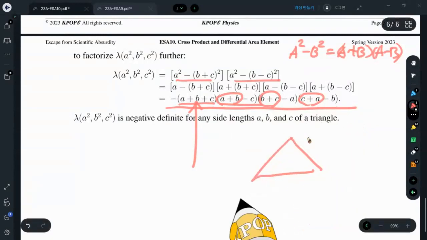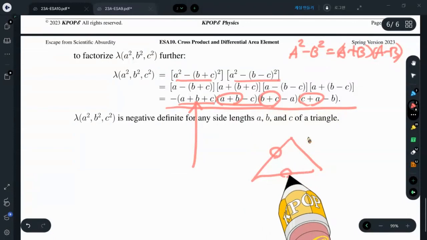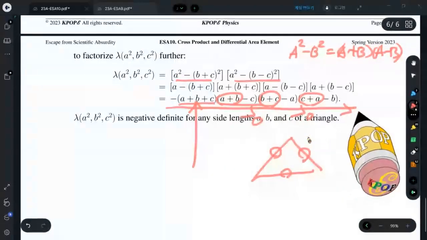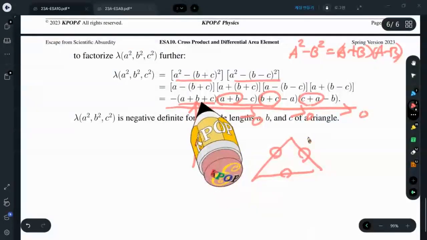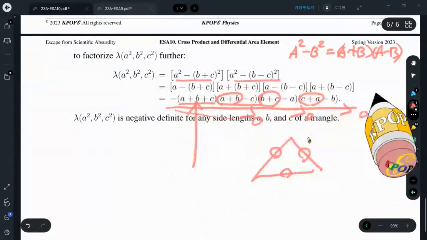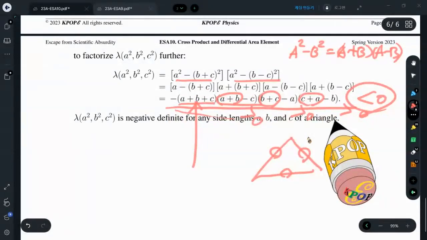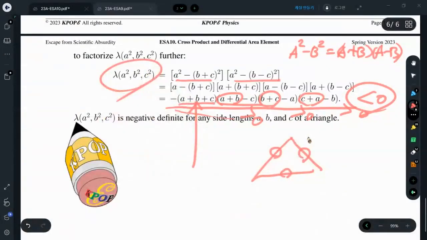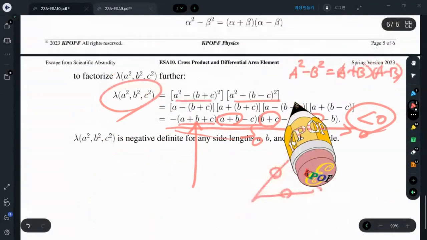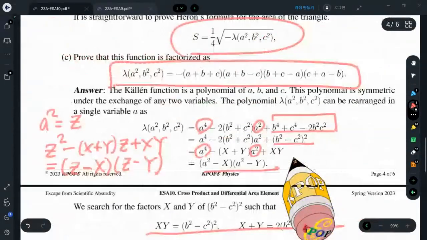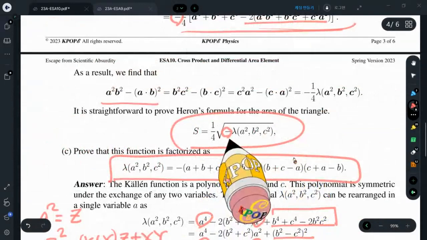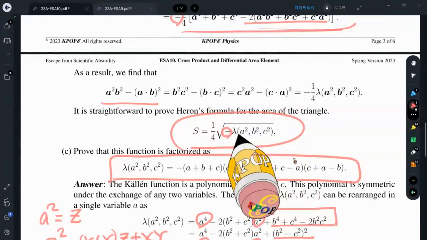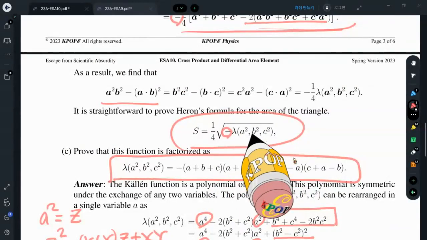Any middle school student knows very well that the sum of two sides of a triangle is longer than the third. So this is positive, and this is positive, and all of the side lengths are positive. So the whole thing is negative definite. If ABC constructs a triangle, this Källén function must be negative definite. As a result, we put the negative sign on it, then minus lambda is positive definite. That is the area of a triangle. It is called Heron's formula.